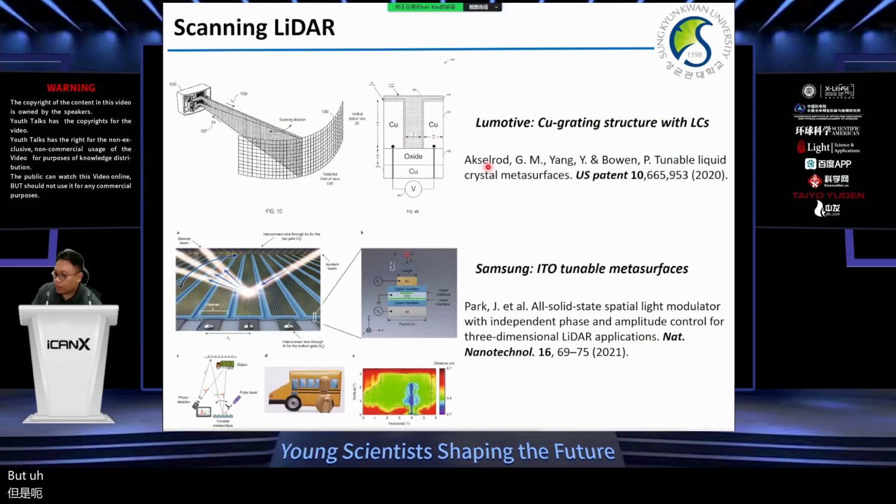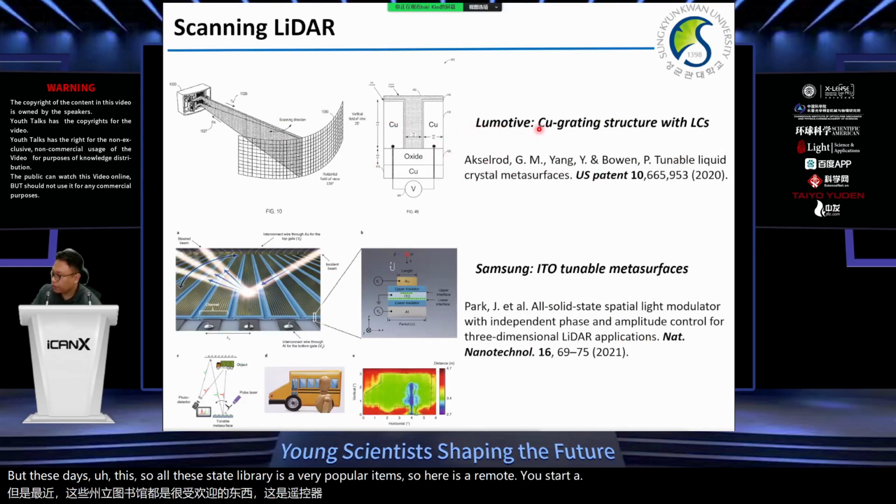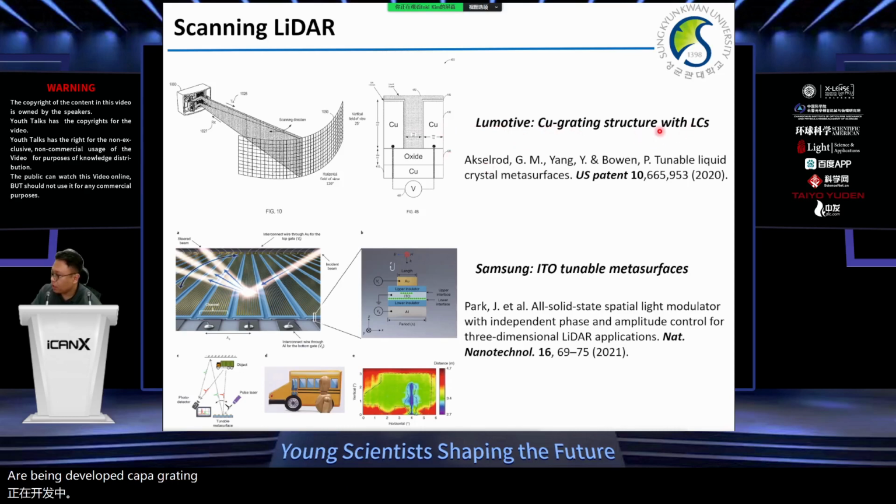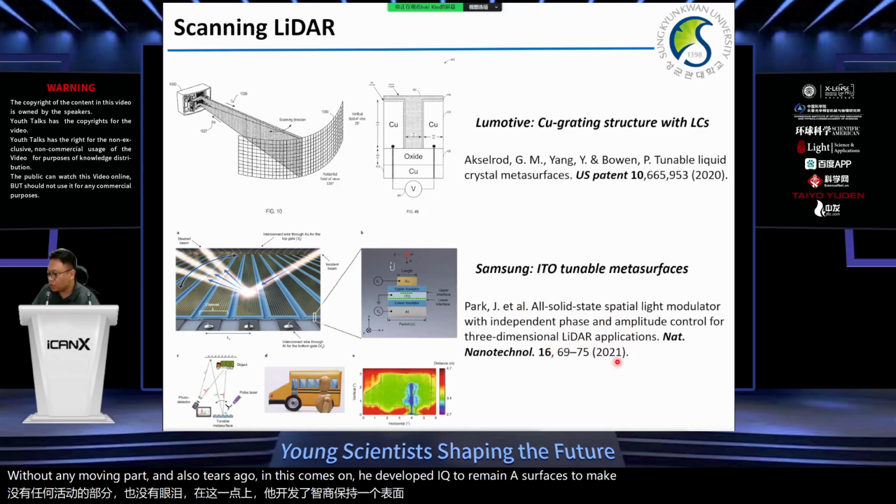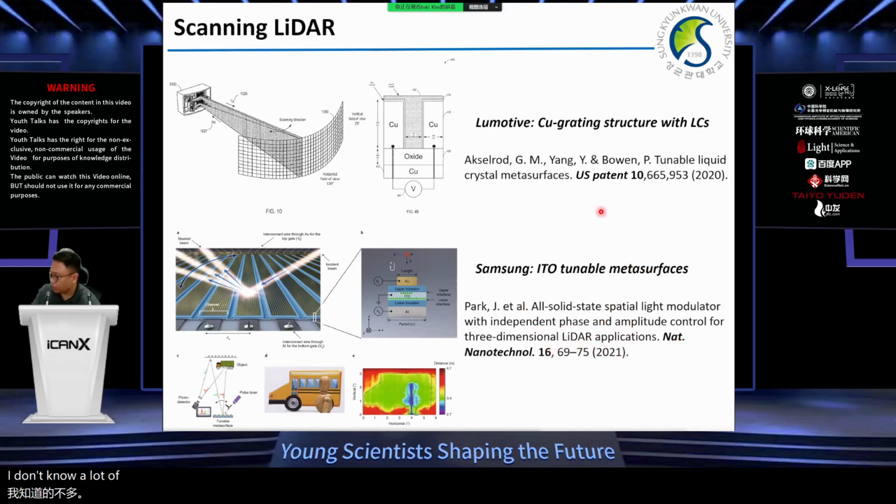But these days, solid state LiDAR is a very popular item. Here, Lumotive, a startup company, developed a grating structure with liquid crystal to scan the beam without any moving part. And also 2 years ago, Samsung developed ITO technology metasurfaces to make solid state LiDAR.